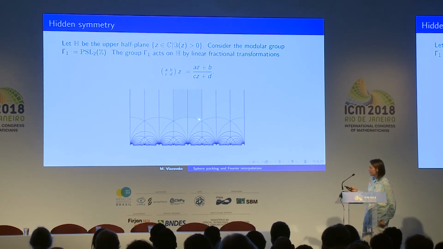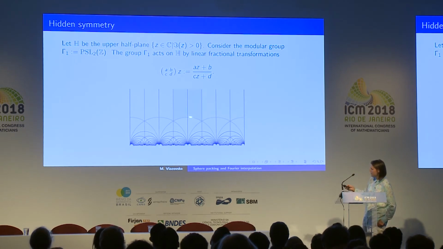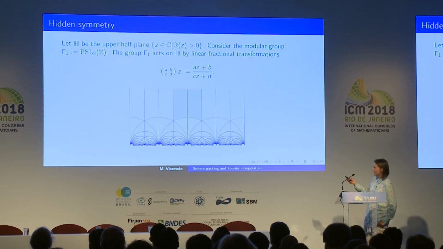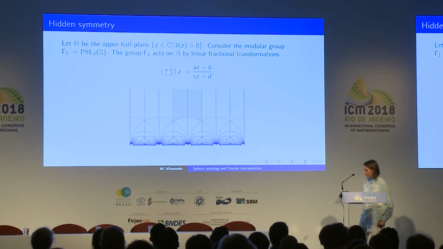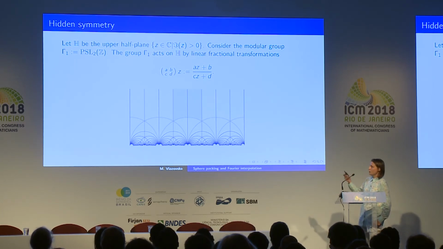So here, this blue domain is a fundamental domain of this action. And here I also draw all the translates of this line and of this semicircle under the group, so you can imagine what this action looks like geometrically. And later in the talk I will explain how this symmetry arises and why it is natural to look for a symmetry like this.